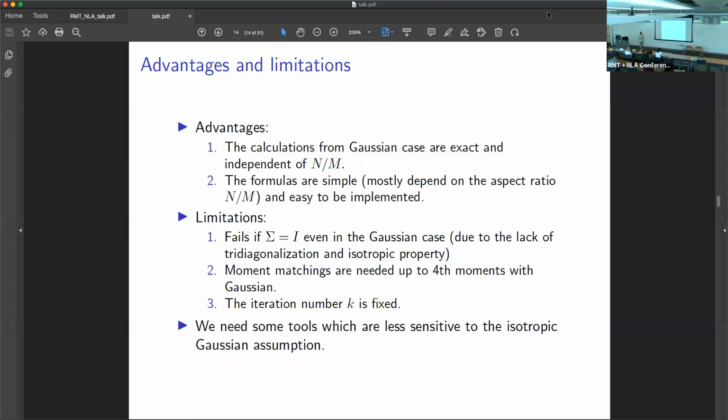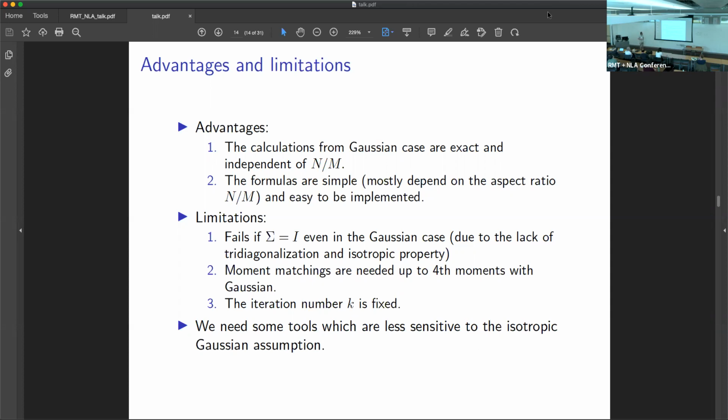There are several advantages and also limitations of this approach. For advantages, as I mentioned, the calculations for the Gaussian are so explicit. They don't require any assumptions on N/M. Even though N/M goes to 1, they still work. And the formulas are really, really simple. Most of the results only depend on the ratios of N/M, and so the implementation is really nice. Okay, you don't have to write too much code.